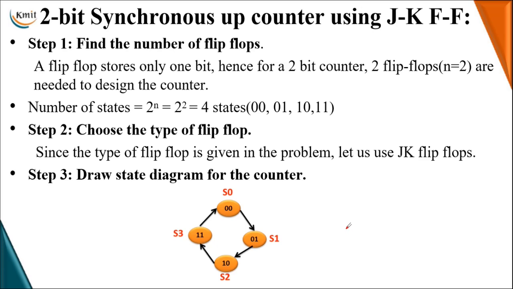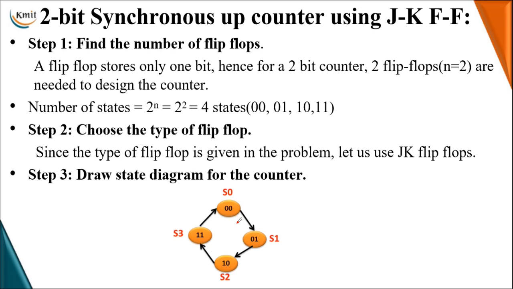Now the first step. The given problem is to design a 2-bit synchronous up counter. As they have given 2 bits, and each flip-flop can hold 1 bit of information, the minimum number of flip-flops required is 2, so n is equal to 2. The problem itself says to use JK flip-flops, so we choose JK flip-flops. So 2 JK flip-flops are to be used, and then we draw the state diagram of the counter.